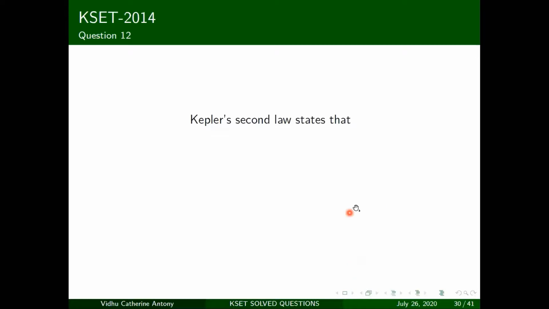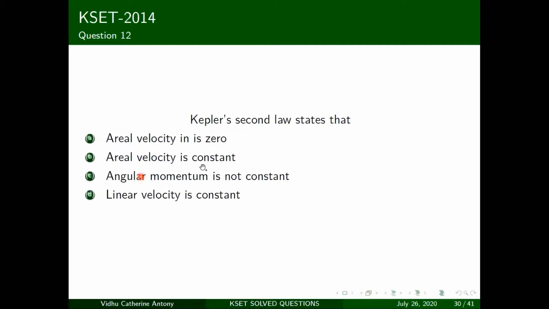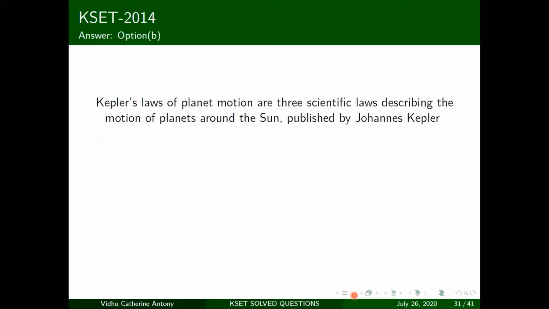Kepler's second law, you all know that it's related to the areal velocities. Basically what you're going to get is that the areal velocity is a constant in this situation. Let's look at all three statements so that we refresh our memories on this. The Kepler second law states that the areal velocity is a constant. Angular momentum is not a constant. Linear velocity is a constant.